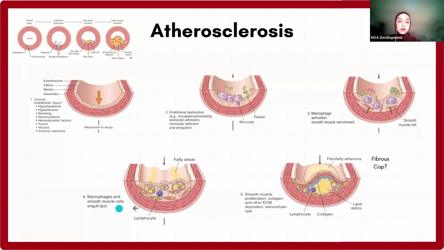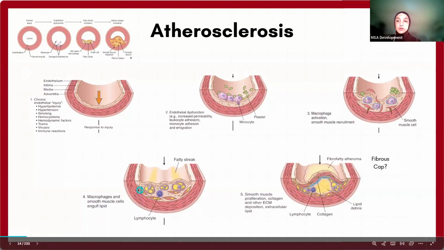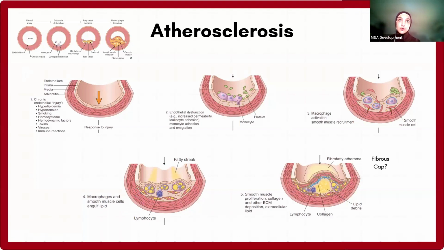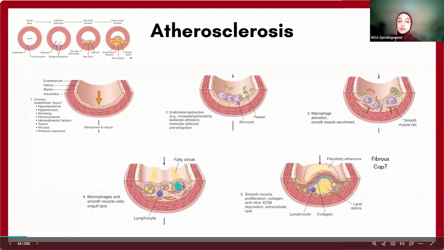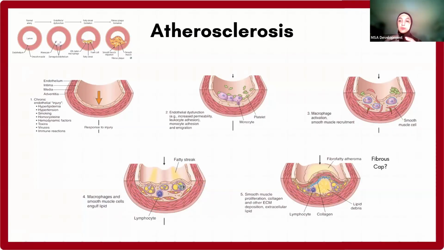Lipid will also get deposited into the smooth muscle cells, and it's going to give this appearance. Because all of this lipid is being deposited into everything that is migrating into the arterial wall, it's going to give the appearance of a fatty streak. There's so much lipid inside the arterial wall, so it's going to give the appearance of a fatty streak.